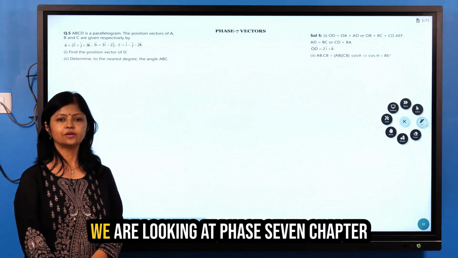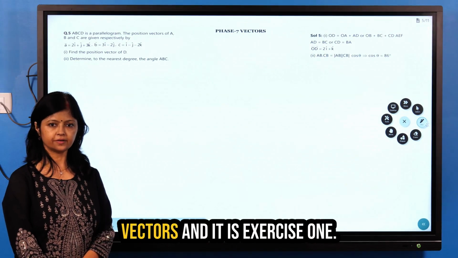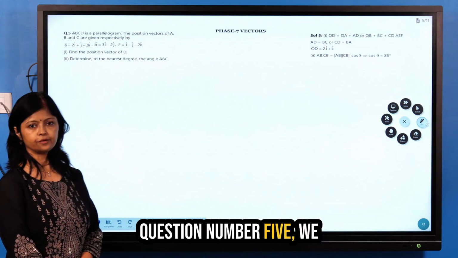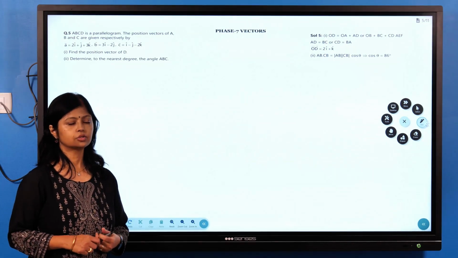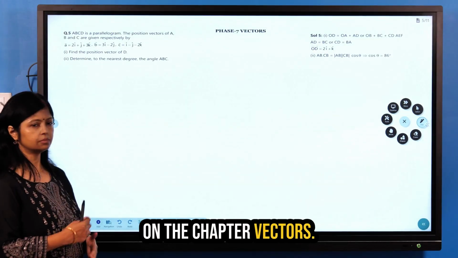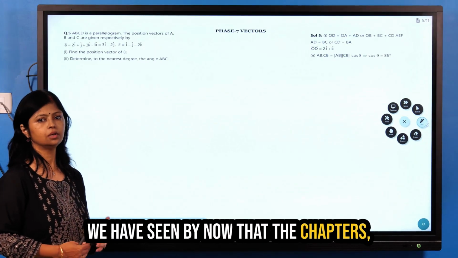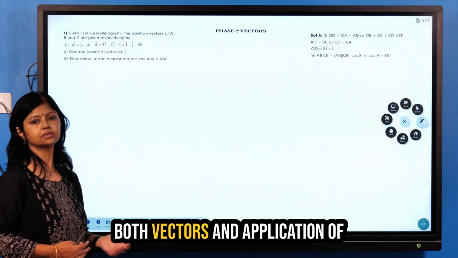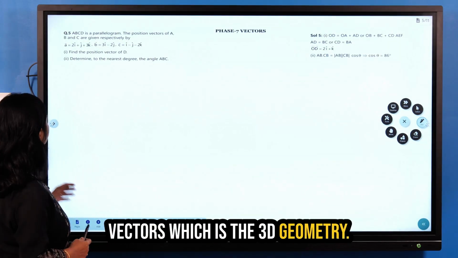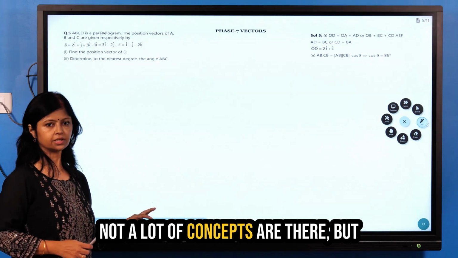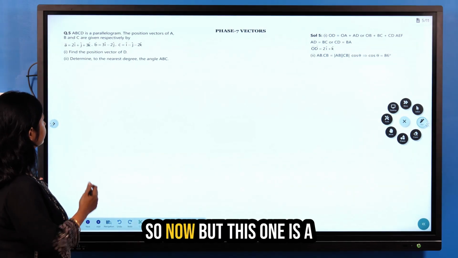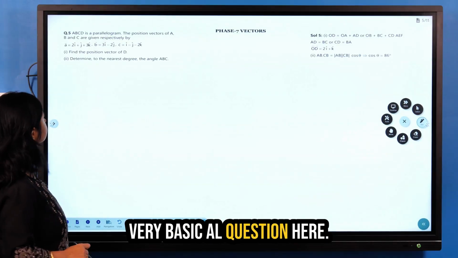Hello everyone. We are looking at phase 7, chapter vectors, and it is exercise 1, question number 5. We are dealing with the questions on the chapter vectors. We have seen by now that this chapter has questions mixed from both vectors and application of vectors, which is 3D geometry. Not a lot of concepts are there, but at least the equation of line is there. But this one is a very basic vector question.